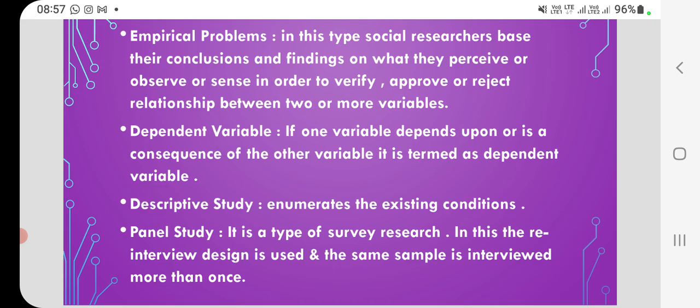Descriptive study. Descriptive study enumerates the existing conditions. That is, it explains the existing condition. Panel study is a type of survey research. In this, the re-interview design is used and the same sample is interviewed more than once.